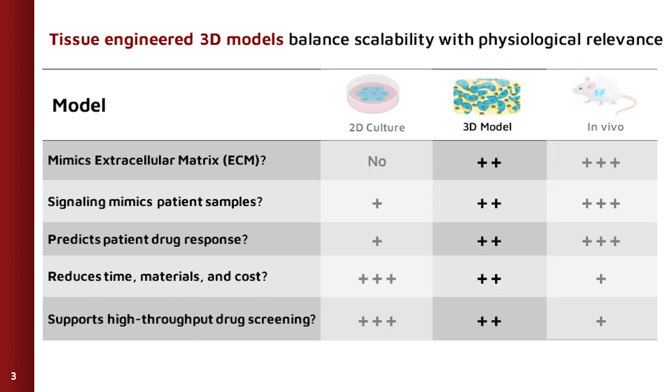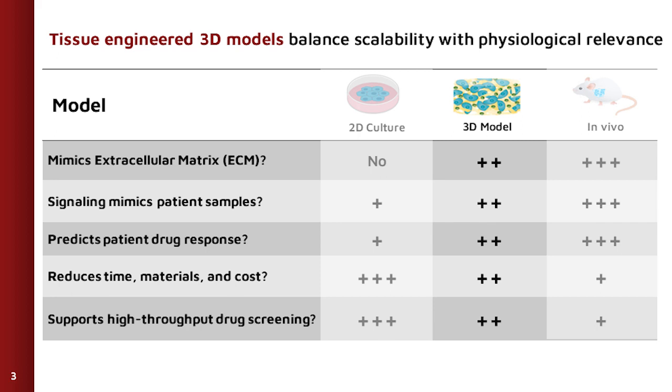In contrast, in vivo models offer a much more physiologically relevant environment and have been shown to more accurately predict drug responses in humans. However, growing tumors in mice is time and cost intensive, making it a less scalable choice for testing many potential therapies.